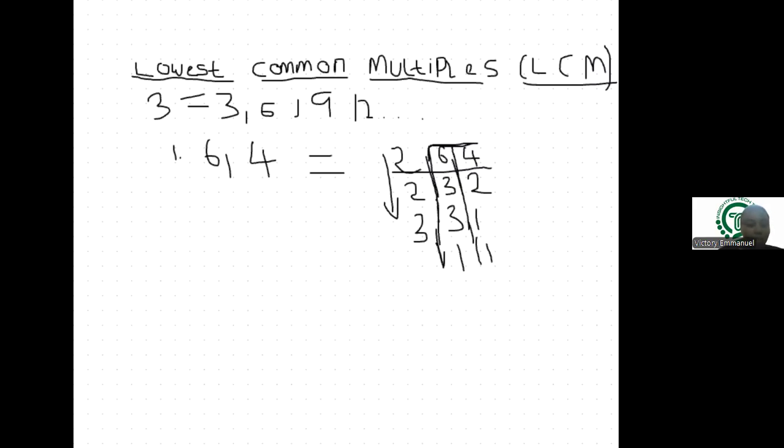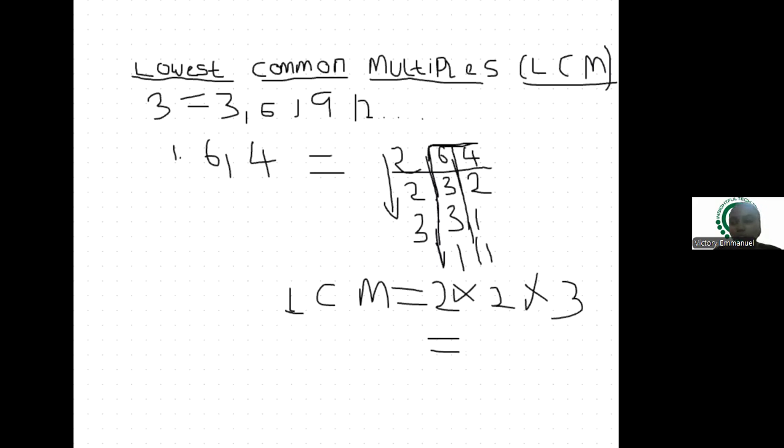So you can come down here now to say that LCM is equal to 2 times 2 times 3. 2 times 2 is what? 4. 4 times 3 is what? 4 times 3 is what?